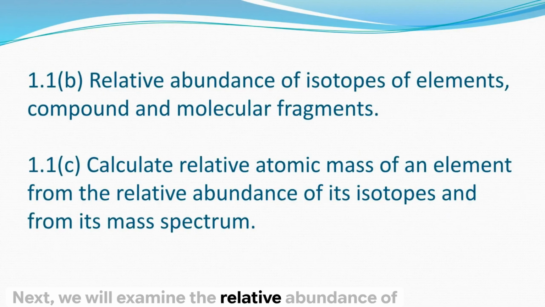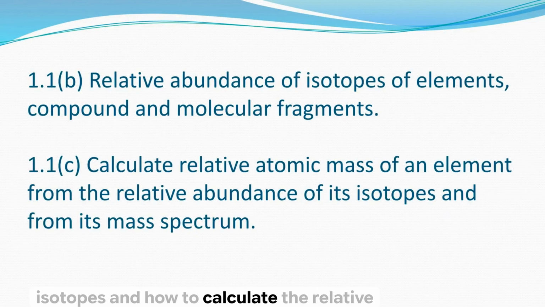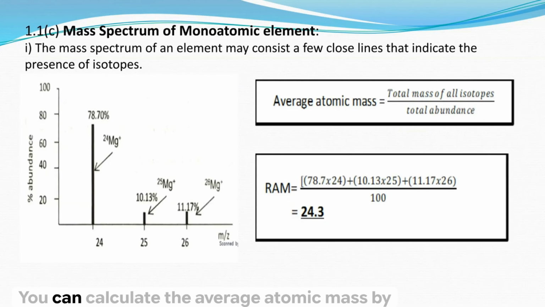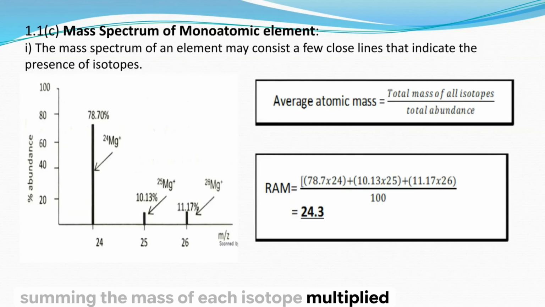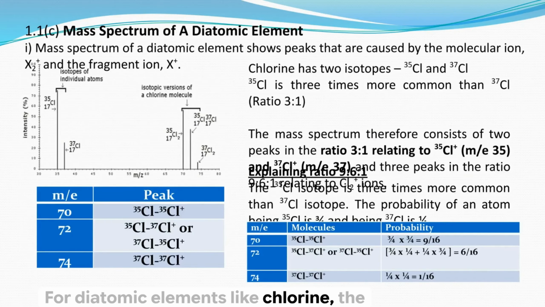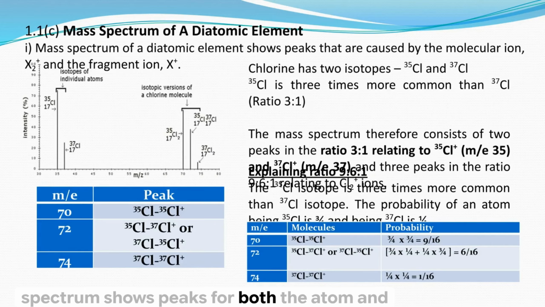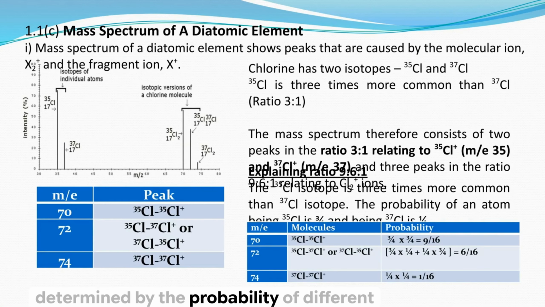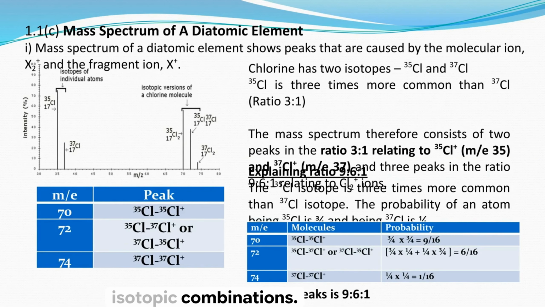Next, we will examine the relative abundance of isotopes and how to calculate the relative atomic mass of an element using its mass spectrum. For a monoatomic element, the mass spectrum shows lines indicating isotopes. You can calculate the average atomic mass by summing the mass of each isotope multiplied by its abundance, divided by the total. For diatomic elements like chlorine, the spectrum shows peaks for both the atom and the molecule. The specific ratios, such as 9:6:1, are determined by the probability of different isotopic combinations.